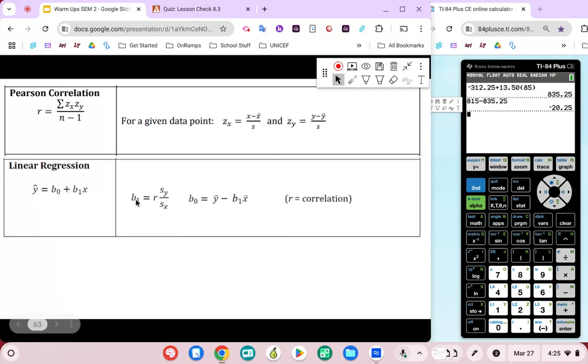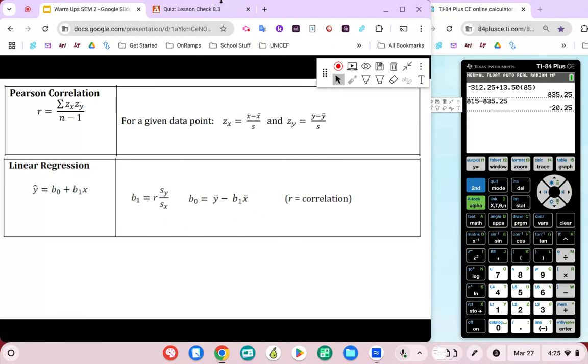So to find the slope, to find b1, you take r, which is our correlation, and you multiply it by the standard deviation of y divided by the standard deviation of x. So correlation times standard deviation of y divided by standard deviation of x. To get the y-intercept, b naught, you take the average of the y's minus that slope that you just found, and then multiply it by the average of the x's. So you really need to solve for the slope before you can solve for the y-intercept.